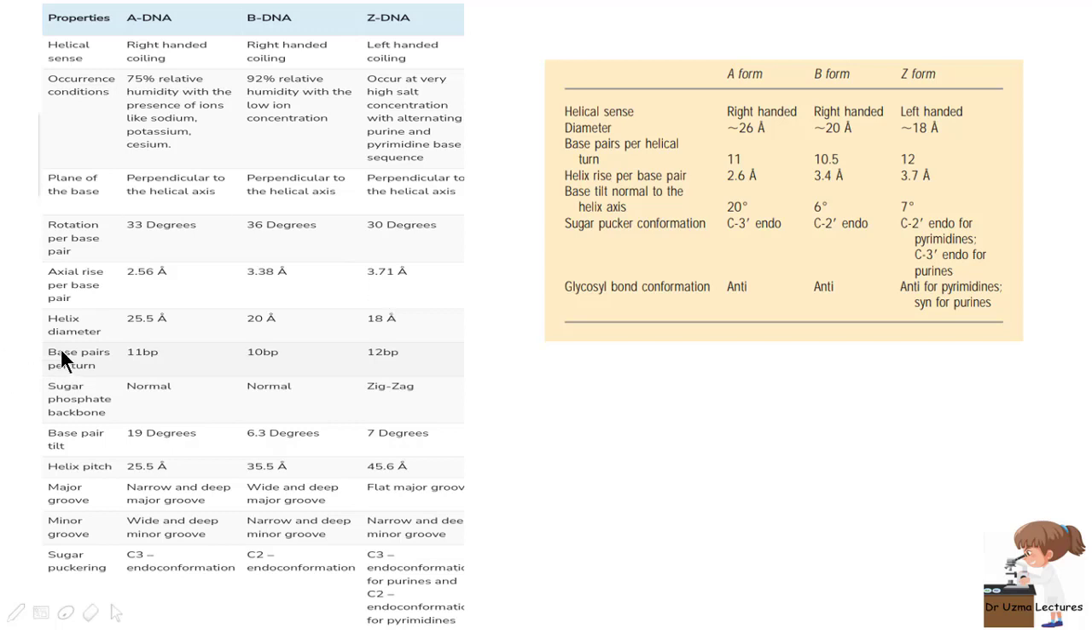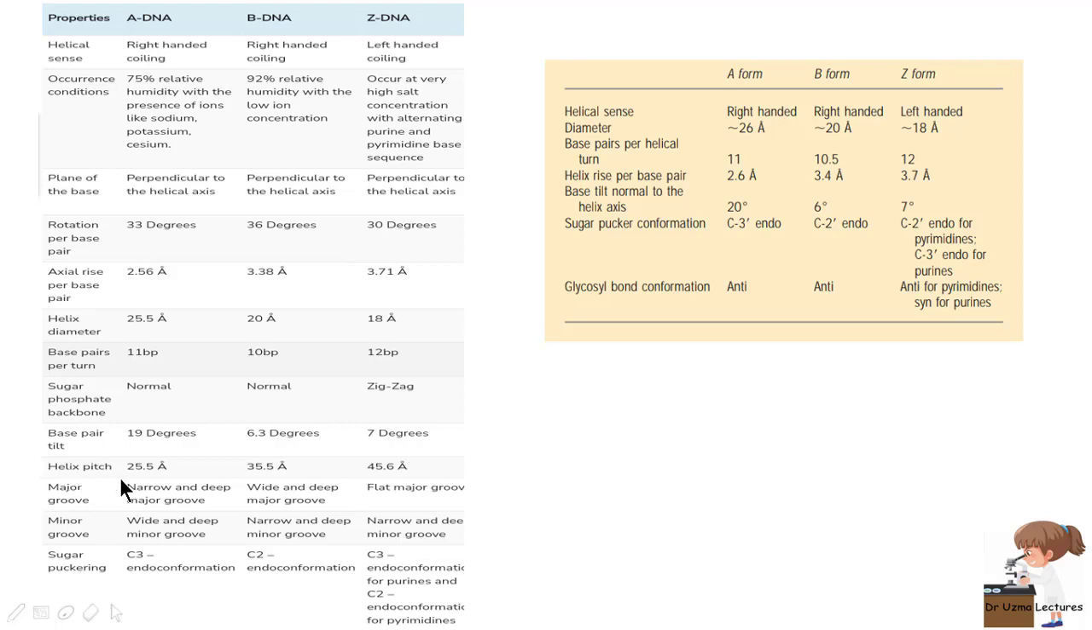The next one is the helix diameter, which is 25.5 angstrom, 20 angstrom and 18 angstrom. The base pairs per turn are 11 base pairs, 10 base pairs and 12 base pairs. The sugar phosphate backbone is normal in A and B, and zigzag in Z. By the name zigzag, the Z-DNA gets its name. The base pair tilt is 19 degrees, 6.3 degrees and 7 degrees.